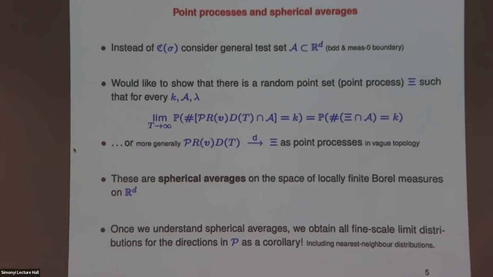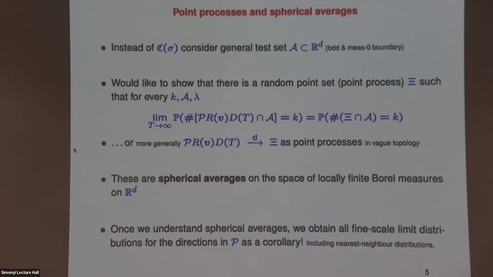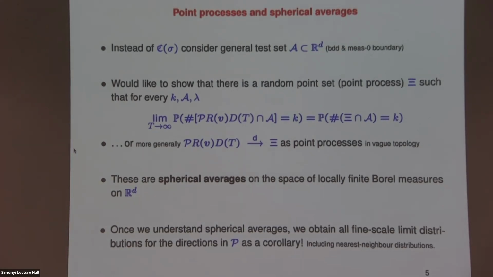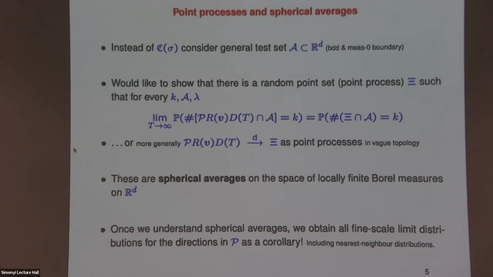T, the ball becomes big. If t tends to infinity, that converges to a limit. So actually you can think of that statement as a question of convergence of random point processes. So you forget about the test set. That's just one way of stating convergence of point processes.